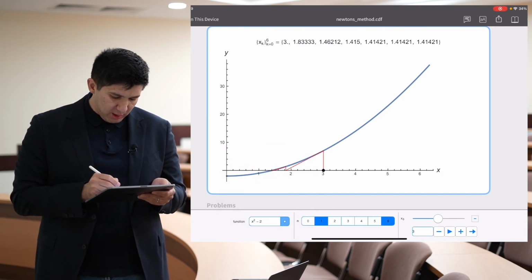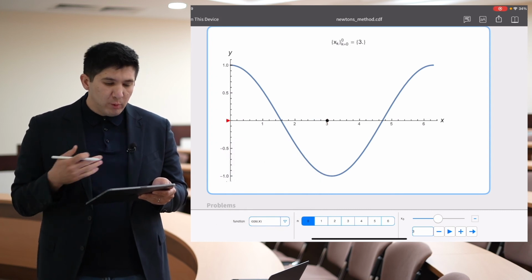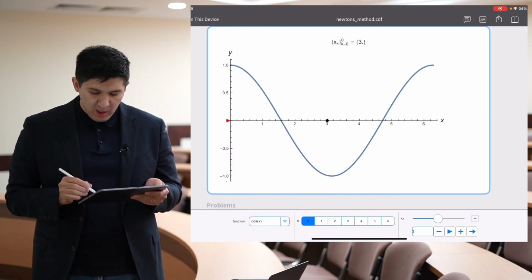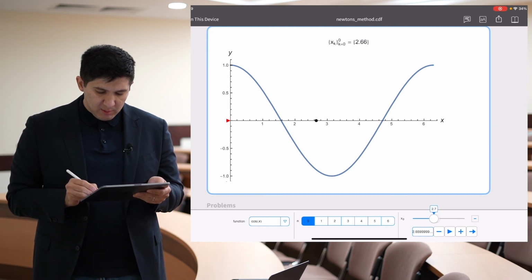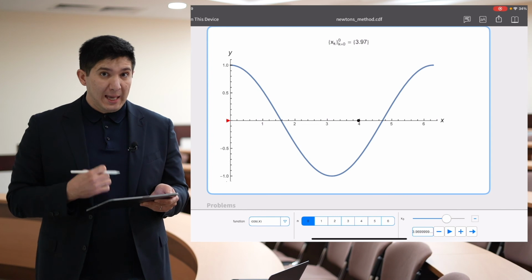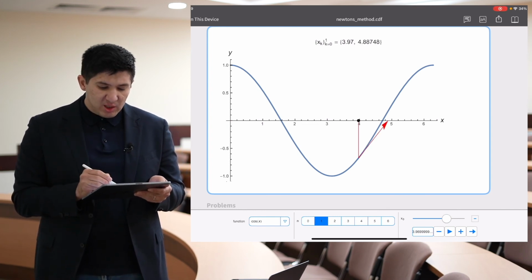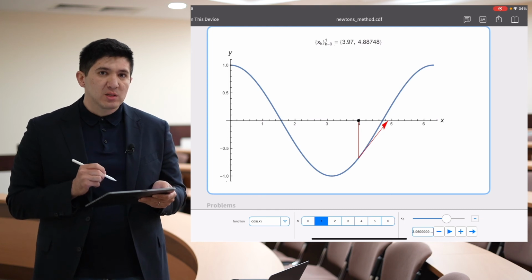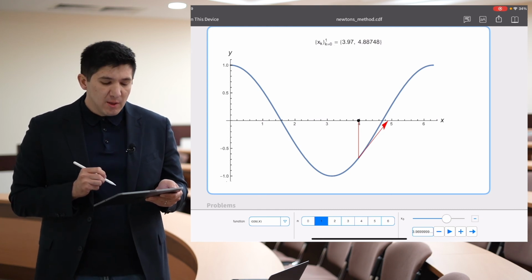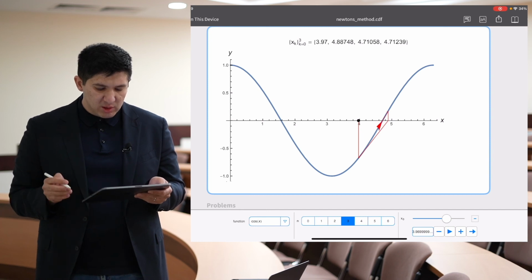So let us do this with the cosine of x. So let's say I would like to find one of the roots of the cosine of x. Okay, so I'm going to choose the x0. It means that you're changing the place of the first guess. Okay, then you can find the first approximation. You see, so I'm making the tangent line and I'm just finding the intersection of the tangent line with the x-axis. It is going to be the first approximation, the second approximation, third approximation, and so on.